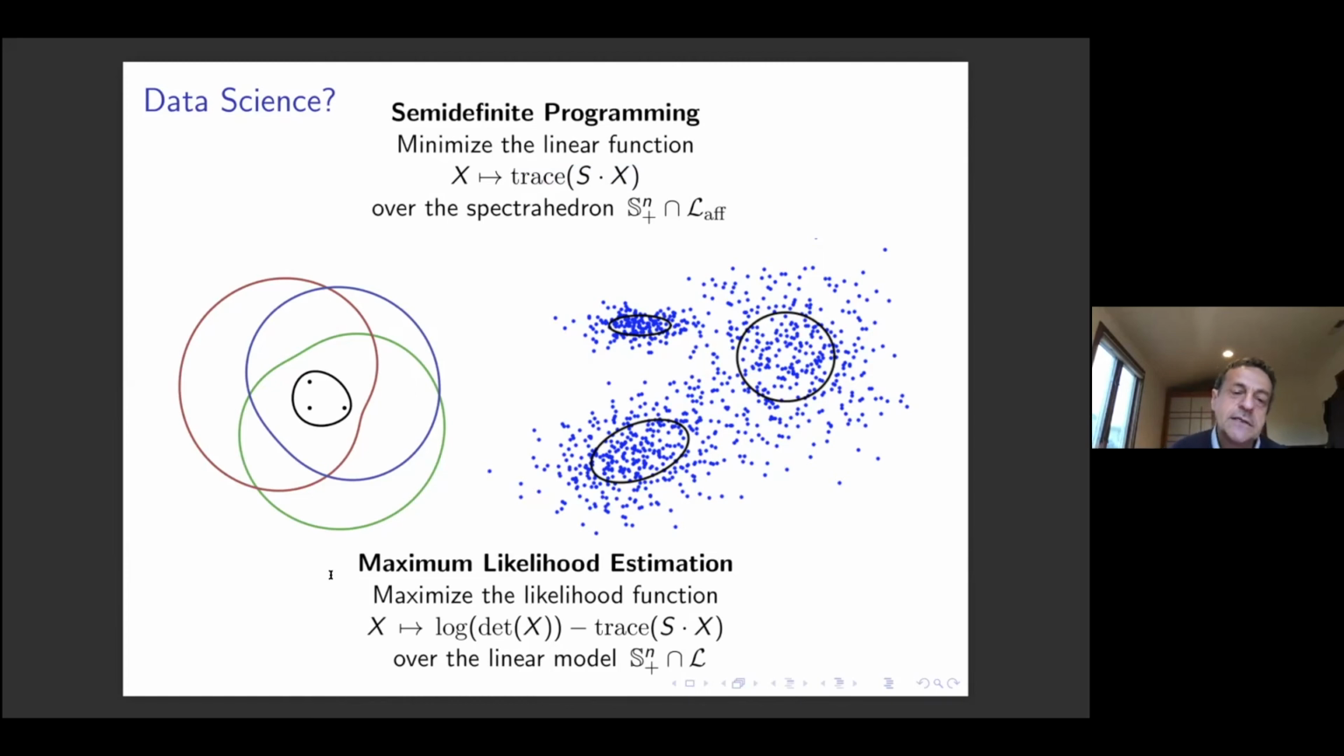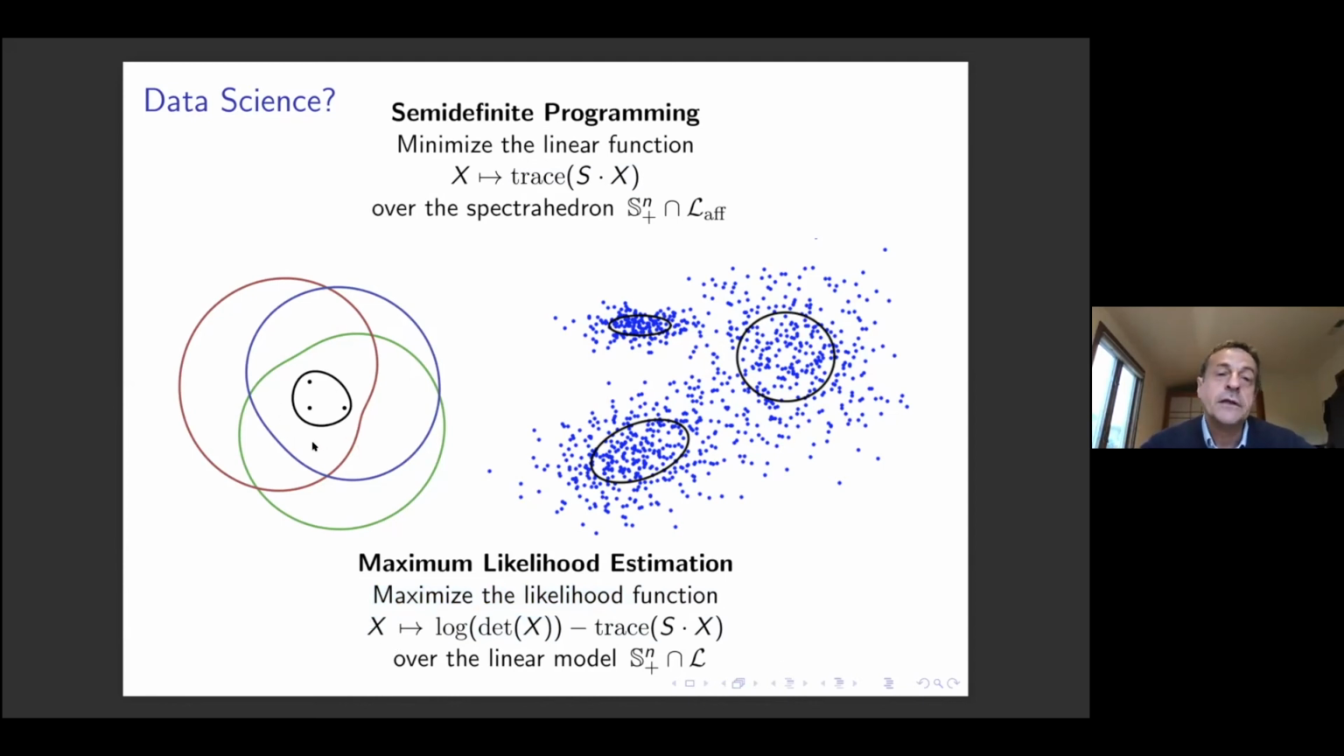And in statistics, a typical problem is maximum likelihood estimation. So we summarize the data now in the matrix S, the sample covariance matrix. The likelihood function on the space of symmetric matrices is the log of the determinant minus the trace. And then this is a function we're maximizing over the cone. So here we are minimizing over the convex body. Here we're maximizing this function over the cone.